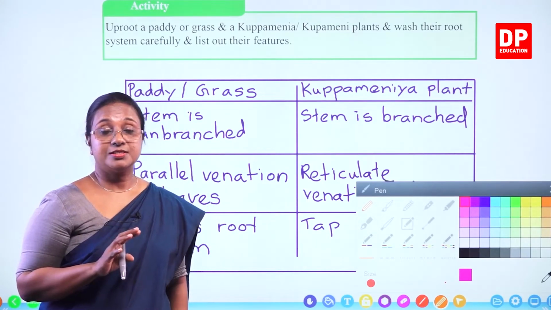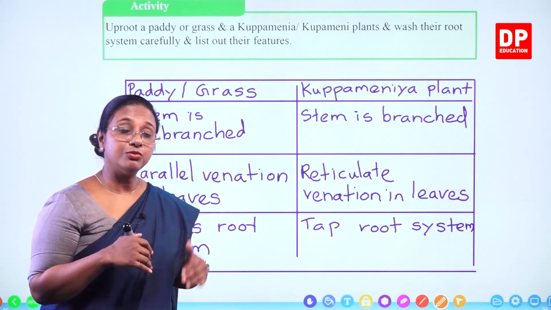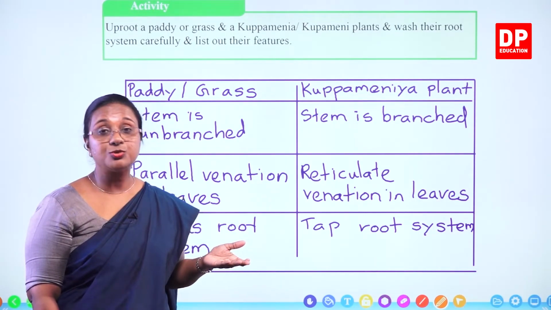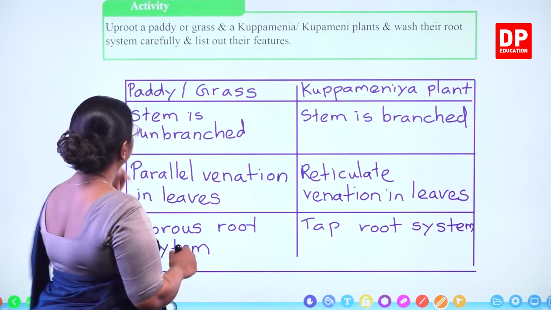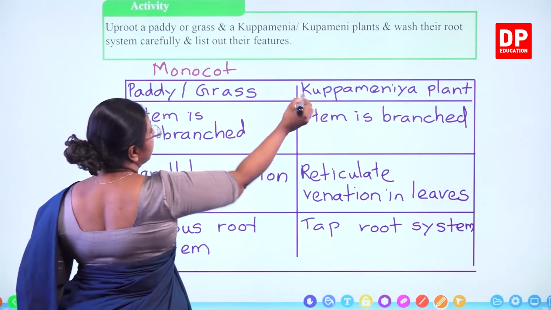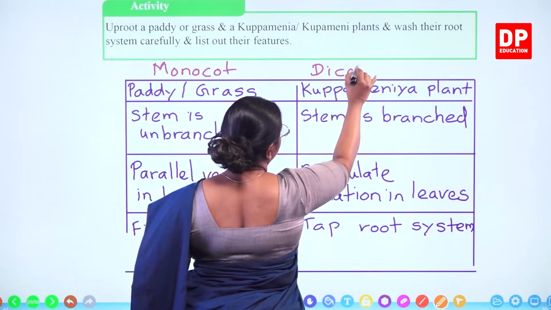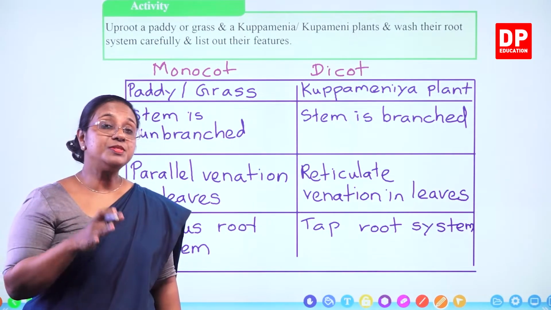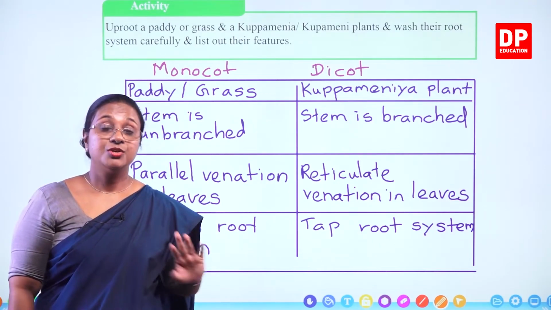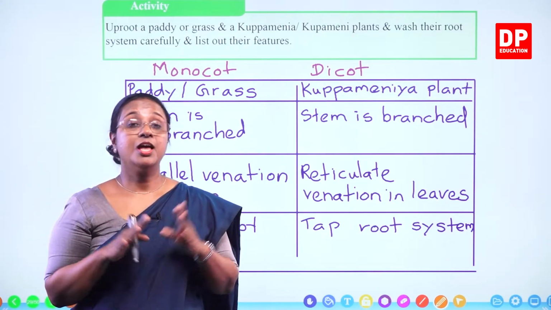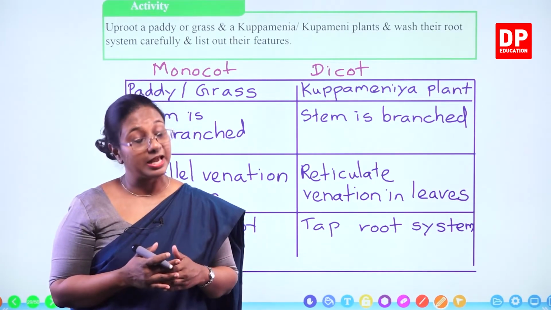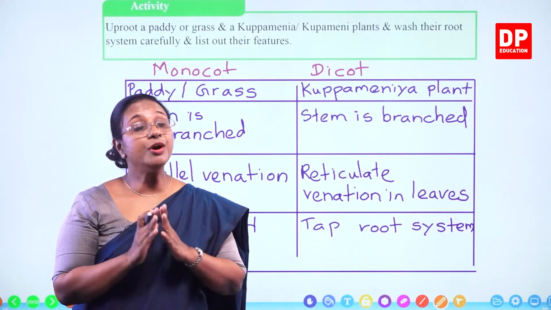Why is this difference? All the features, the root, stem, leaves, everything is different. Even if you look at the flowers, they will also be different. The reason is paddy or grass, as you know, is a monocot plant, whereas Cupomania is a dicot plant. So when you observe monocot or dicot plants, they have very distinct features. So by looking at the plant itself, you can easily identify whether a plant is a monocot plant or a dicot plant. But there can be a few exceptions.